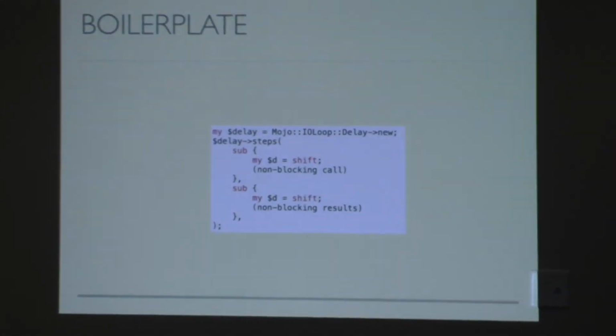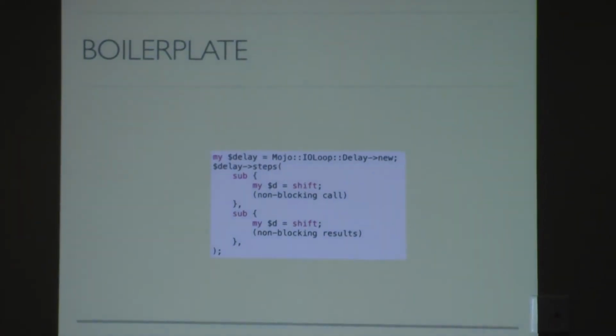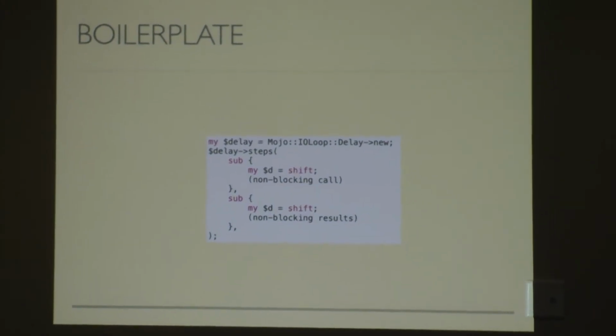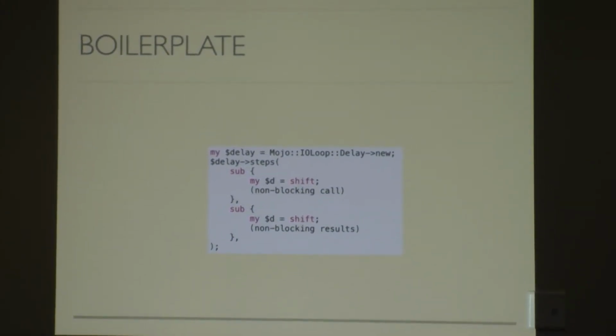So here is what a basic delay object use looks like. We create a delay object, and we run its steps method. In the first step, a step is a subroutine. The first step we're going to make our non-blocking call. And in the second step, we're going to receive our non-blocking results. It doesn't have to work like this. The non-blocking call still has a callback, which you could leverage and do some additional handling in there. But this is a pretty clean pattern, one that we've used fairly extensively.